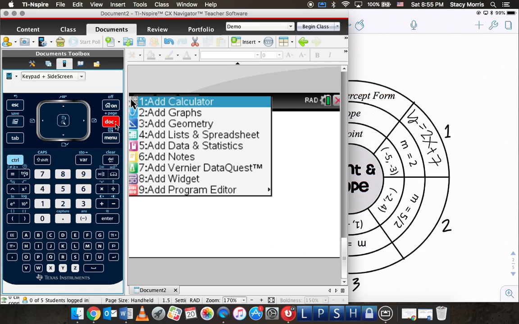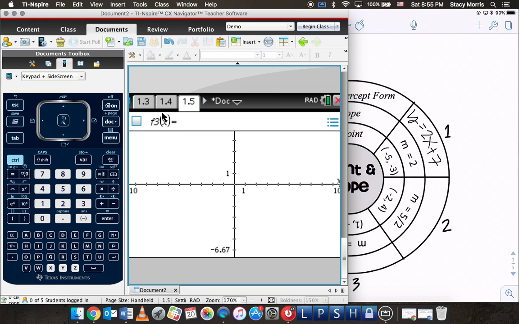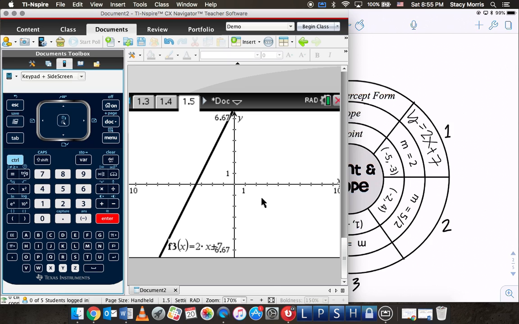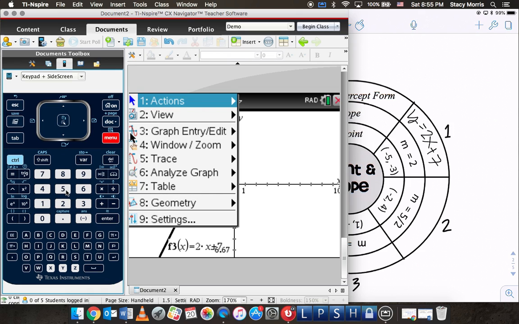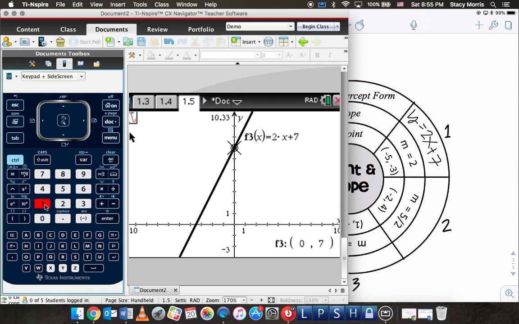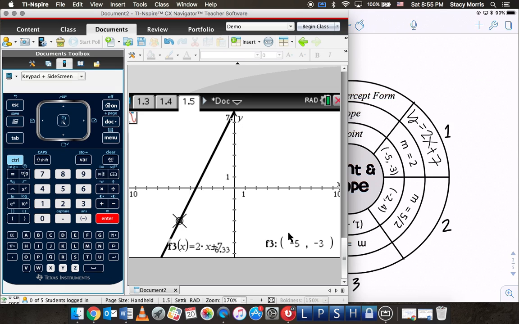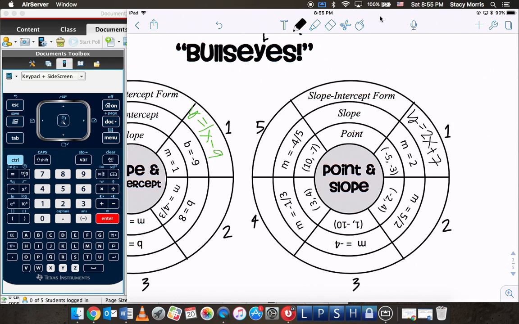Control doc to add a page, add graph. F of x is y, that's the same thing, 2x plus 7. Enter. There's the line. It has a slope of 2. That's from my equation, I already knew that. I'm looking for this point, -5, -3. So menu, trace, graph trace. Menu 5, 1. I'm going to go to -5. At -5, it should be -3. There it is, -5, -3. So this equation, in fact, does have this slope, and it goes through that point. So that's how we know we're correct.